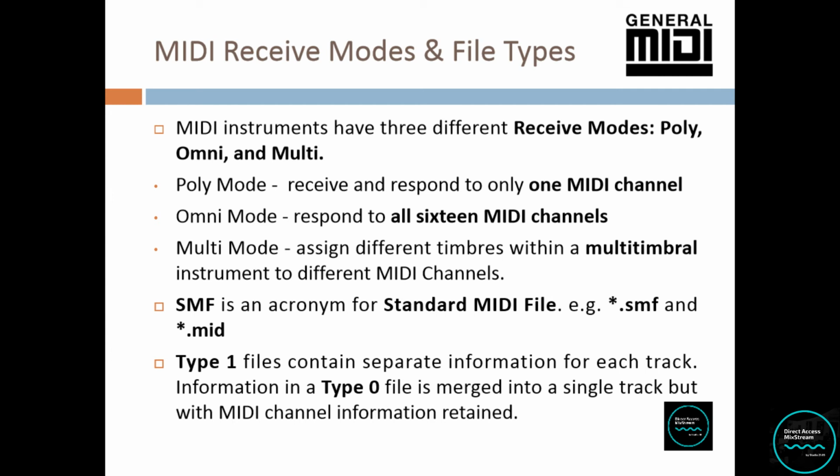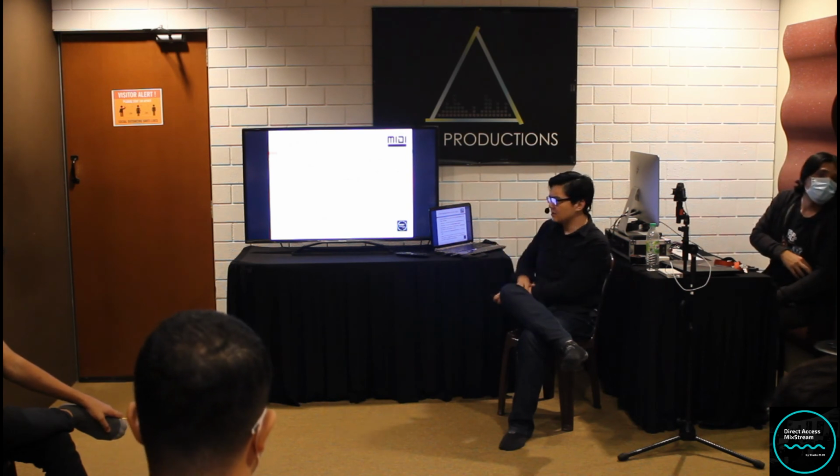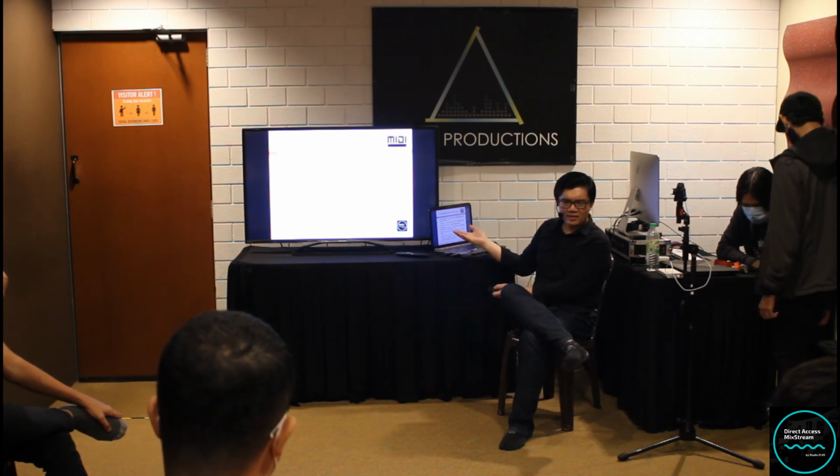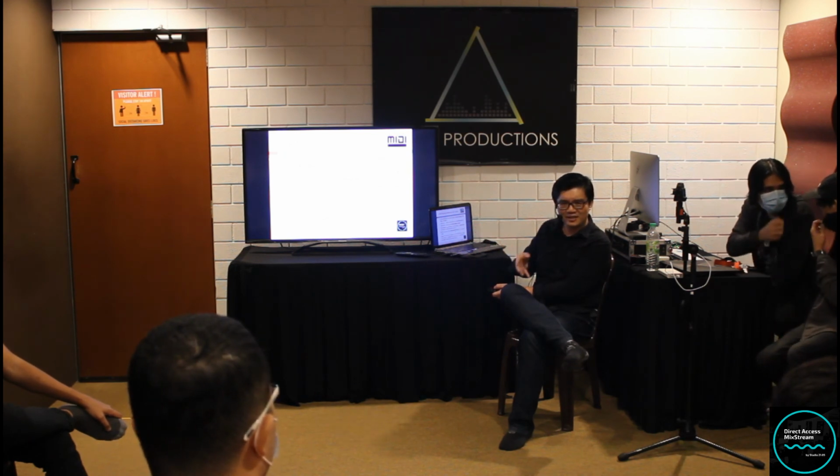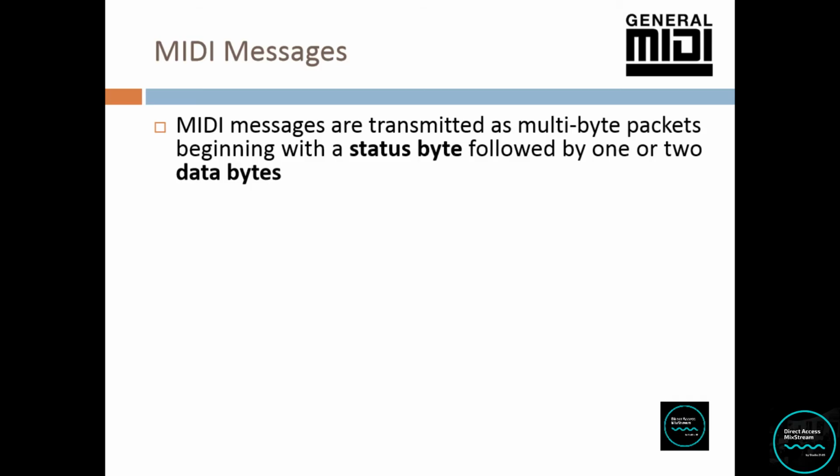So when you load in a type 0, it goes into one single track, right? But the MIDI channel information is retained. It's a little bit messier, right? But again, these are some of the legacy things, since the 1980s, the standardized. Nowadays, it doesn't really make sense, right? So very cool. Let's very quickly go through this. MIDI messages are transmitted as multi-byte packets, being a status byte followed by 1 or 2 data bytes. Okay, not important, you don't need to know.